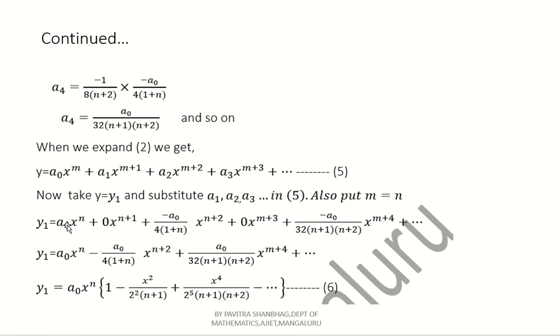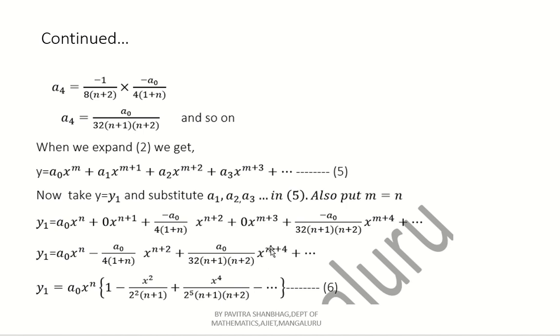Now simplify it. a0 x power n, minus a0 by 4 into 1 plus n x power n plus 2, plus a0 by 32 into n plus 1 into n plus 2 into x power n plus 4, because minus into minus gives plus. What is common in this? You can see a0 is common everywhere, and x power n is also common everywhere. Here x power n plus 2 means x power n into x power 2.